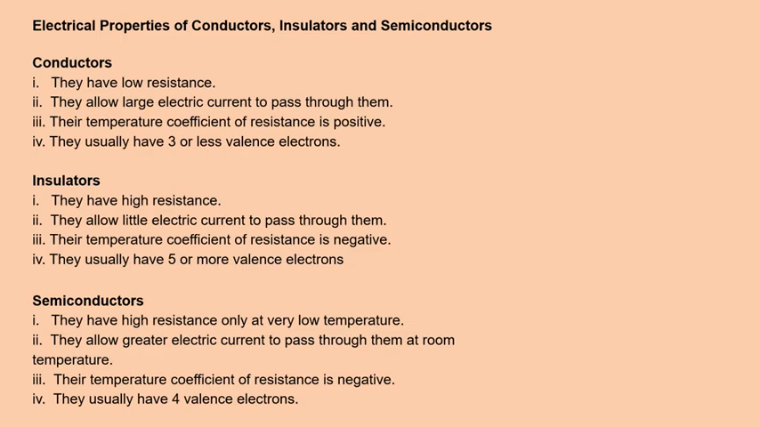What about semiconductors? Semiconductors have high resistance only at very low temperature. They allow greater electric current to pass through them at room temperature. Then their temperature coefficient of resistance is negative, just like that of insulators as well. And they usually have 4 valence electrons. So that's semiconductors for you.